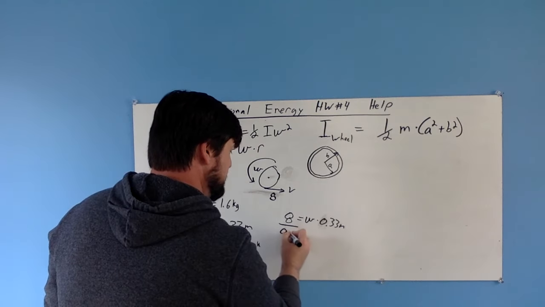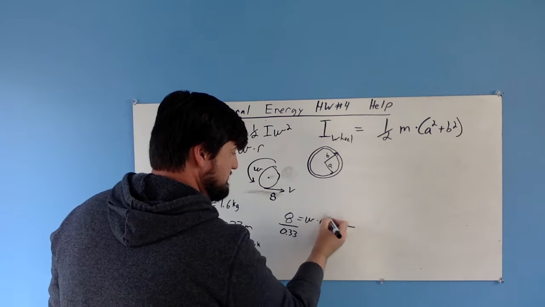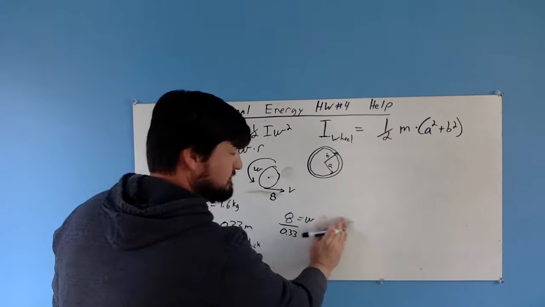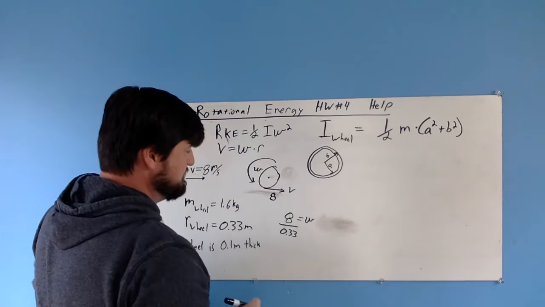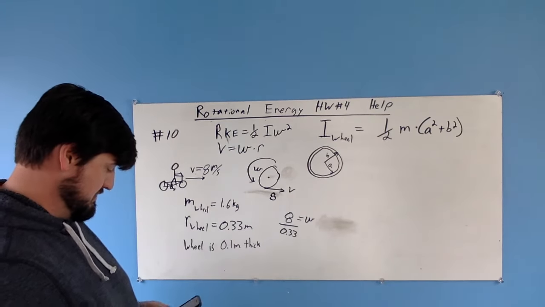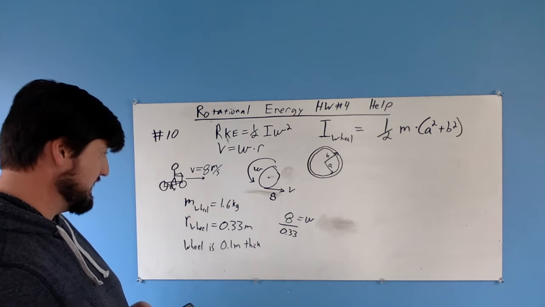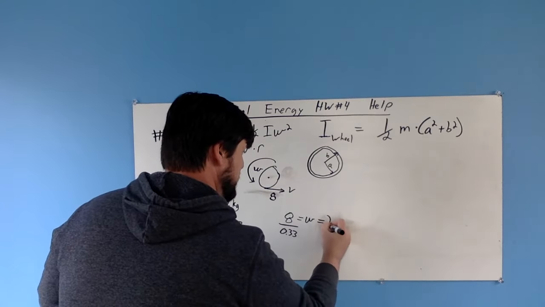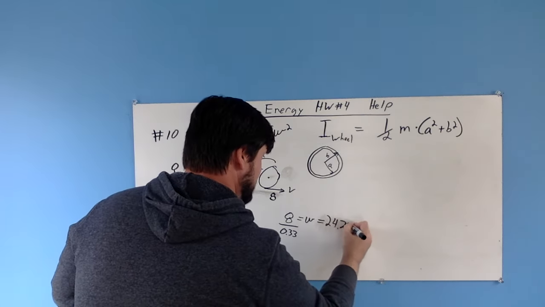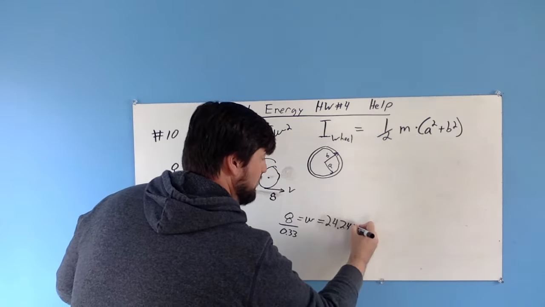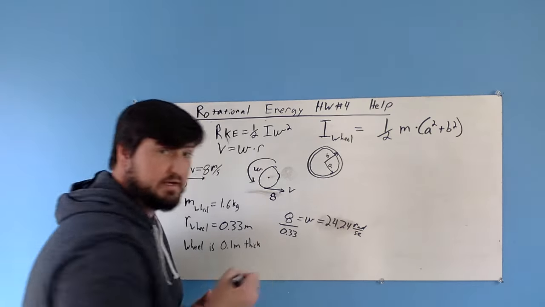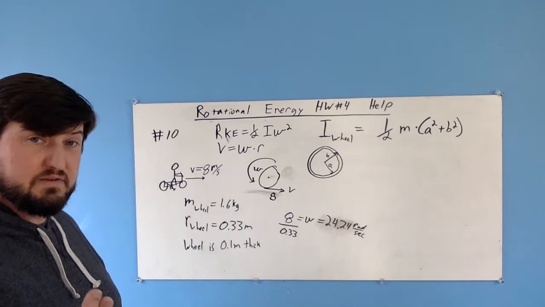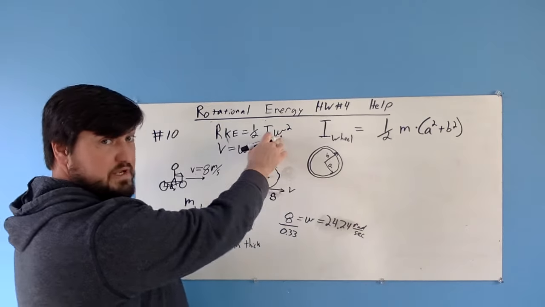So divide both sides by 0.33, right? That goes away, and you're left with your omega. Okay, so 8 divided by 0.33. You're going to get an omega of about 24.24 repeating, 24.24 radians per second. Okay, so that's your omega. Now we've got that. Okay, so that's good. So we've got one of our terms that we need for rotational kinetic energy.